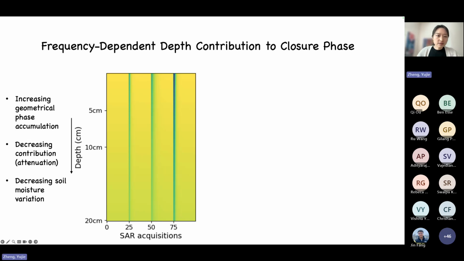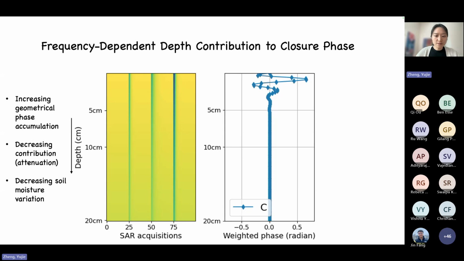And for the simulation we did, we also have a third factor, which is decreasing soil moisture variation with depth. And with simulation, we can actually visualize the contribution from each depth layer. So this is the contribution from different depths for C band. And as you can see, the contribution is really dominated in the top few centimeters near the surface.